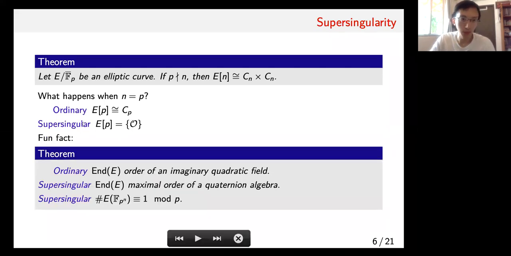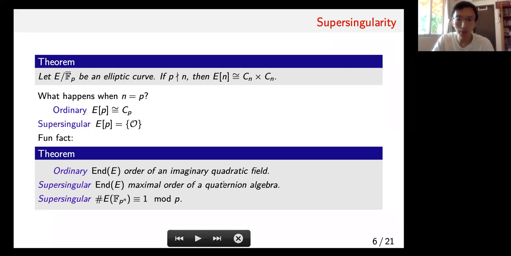And more fun facts for supersingularity is the endomorphism ring. For ordinary elliptic curves, the endomorphism ring is an order of an imaginary quadratic field. So you have many different orders. You have one maximal order in the imaginary quadratic field, but ordinary doesn't mean that you have to be the maximal order. You can be any suborder in that. Whereas for supersingular, you have to be a maximal order, but no longer of the imaginary quadratic field. Of something slightly larger called the quaternion algebra, which is ramified over p and infinity.